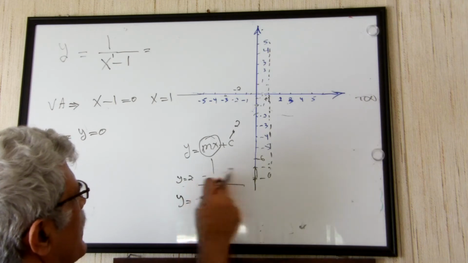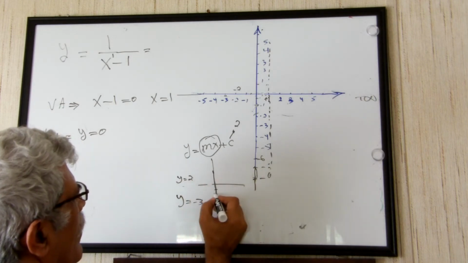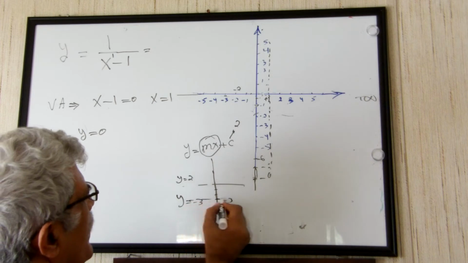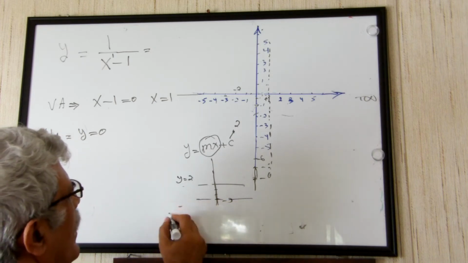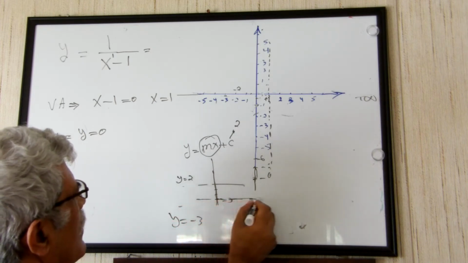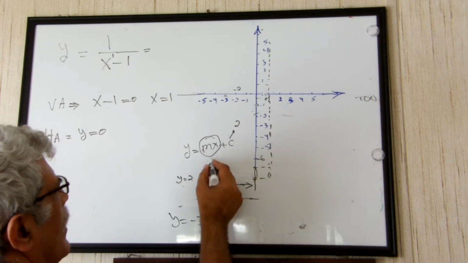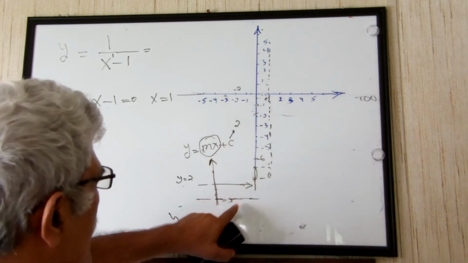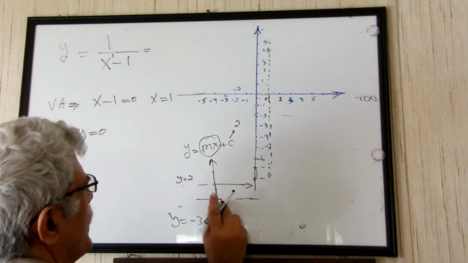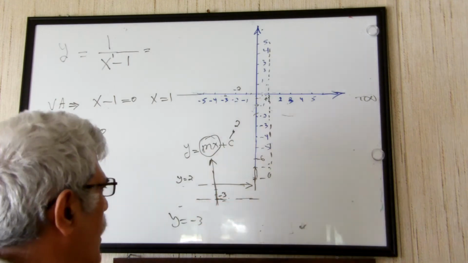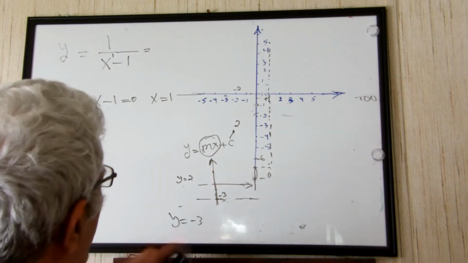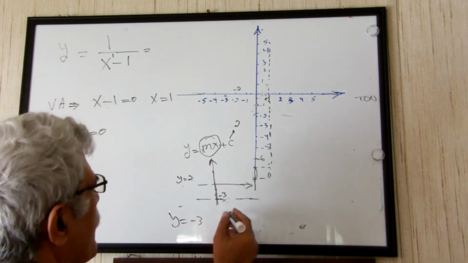Here is 1, 2, 3, minus 3 is going to be a line. y is equal to minus 3 is going to be a line parallel to the x-axis, at minus 3. So these are linear equations, and the same thing applies here.